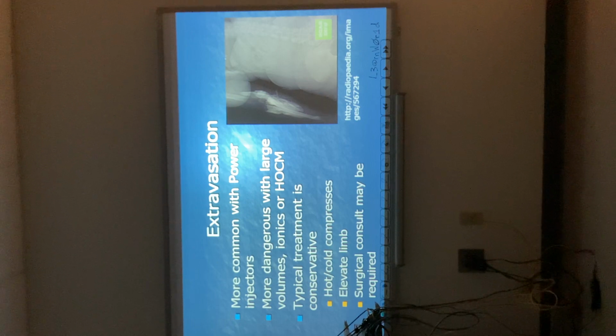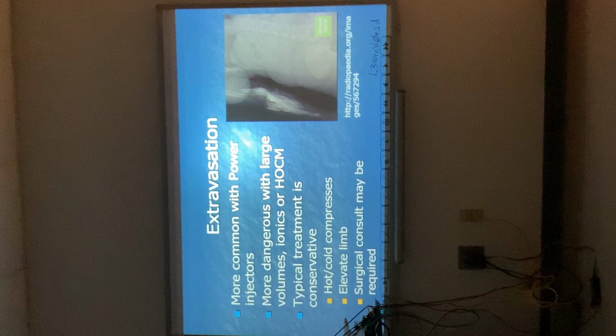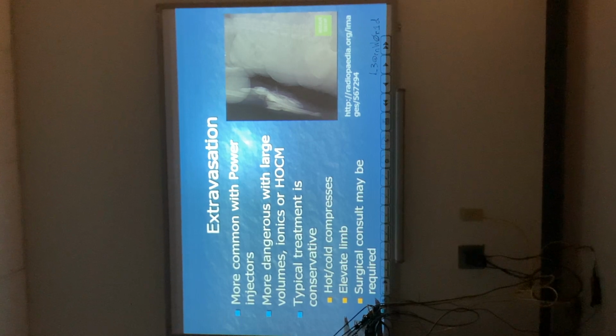And these are some things that you could do initially. You're going to alternate applying hot and cold compresses to the site. You want to elevate the arm, okay? Contacting a surgeon is usually towards the tail end of things, depending on how far the extravasation has spread to the individual and how it's impacting the tissue.